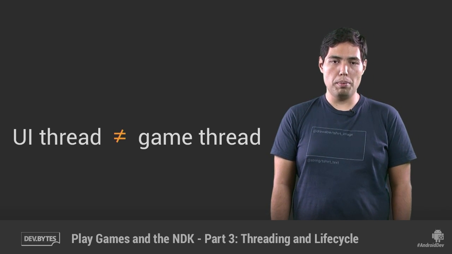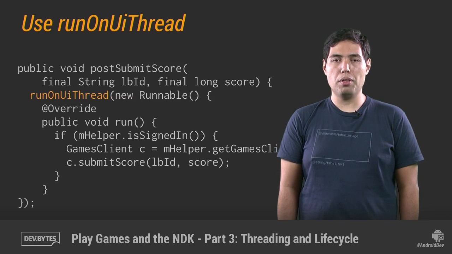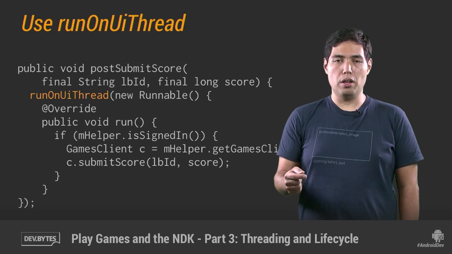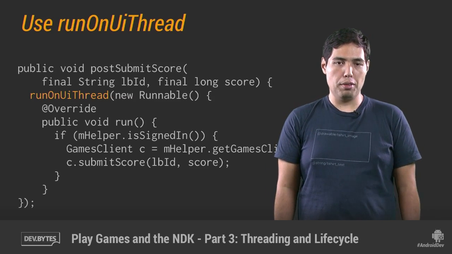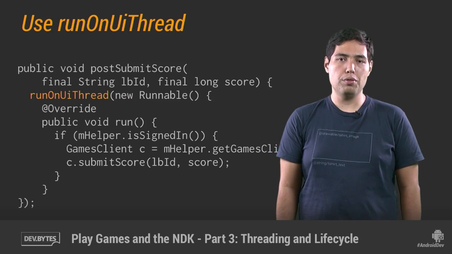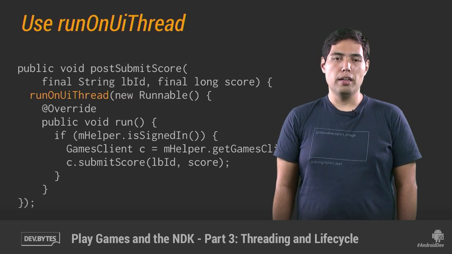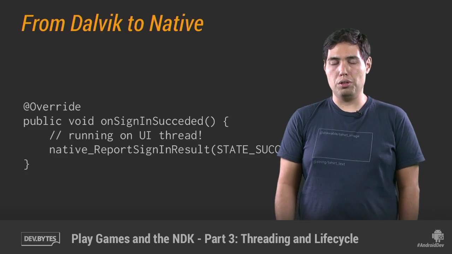Usually one of the patterns that you can use to manage that difficulty is to create methods called post-something, and then those methods post to the UI thread, and on the UI thread you actually use the game helper to make the corresponding API call. So something like this, post submit score, which we covered in the last video. You just call that from the native side, and then that posts to the UI thread. How do you call this from the native side? Well, you can just use JNI.